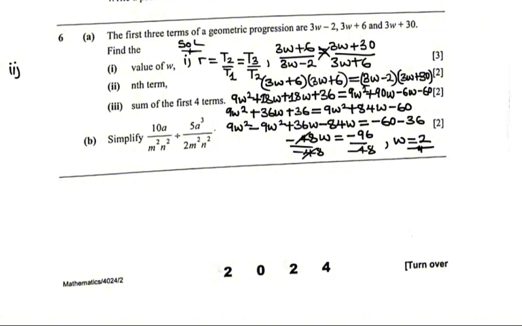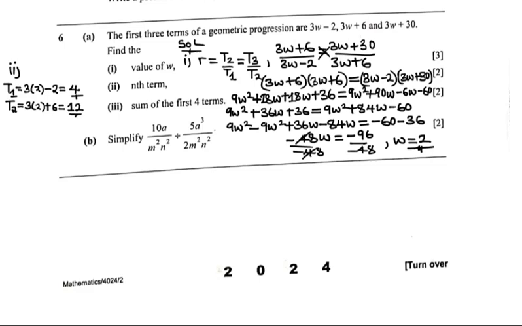For the first term, t1, which is 3w minus 2, we substitute w with 2, and this is 3 times 2 minus 2, which is 6 minus 2, giving 4. So the first term is 4. The second term is 3w plus 6, which is 3 times 2, then plus 6. This is equal to 6 plus 6, which is 12.